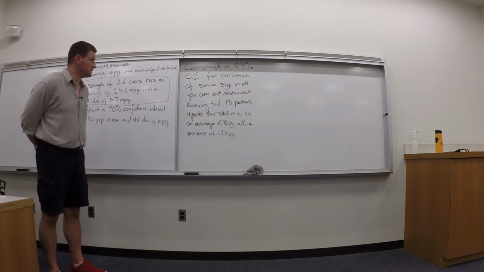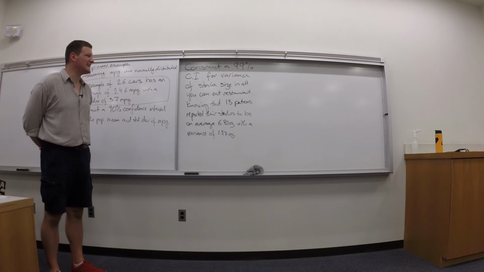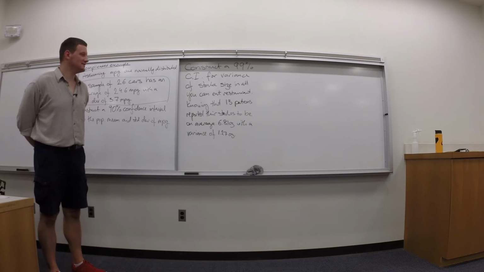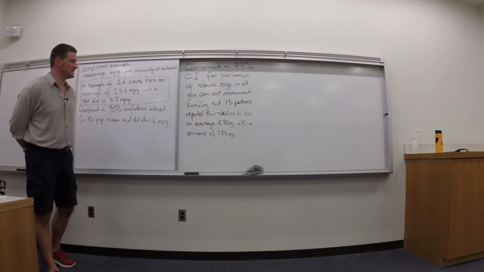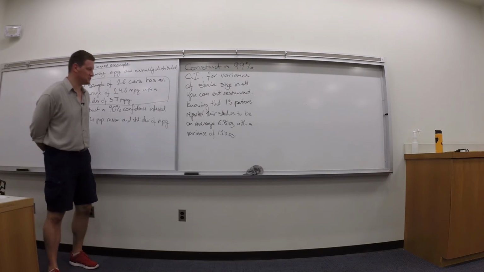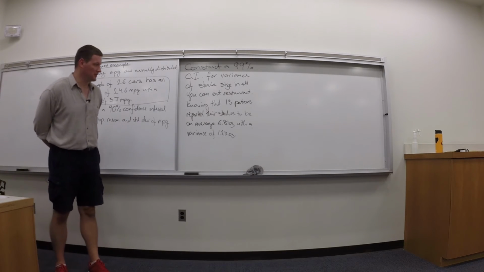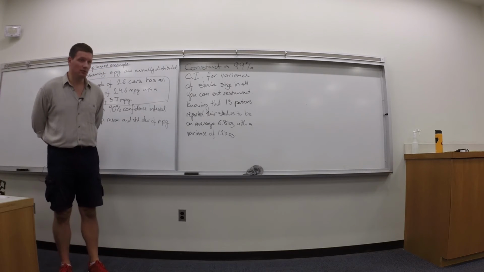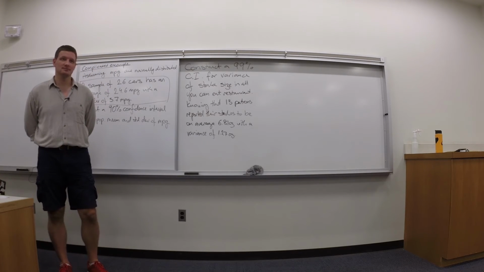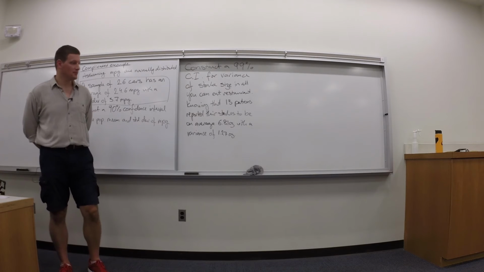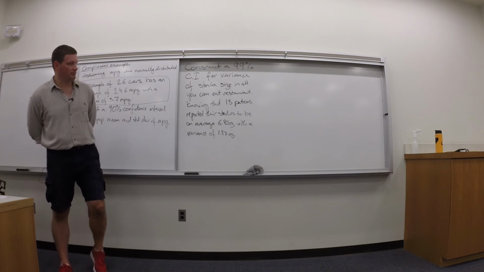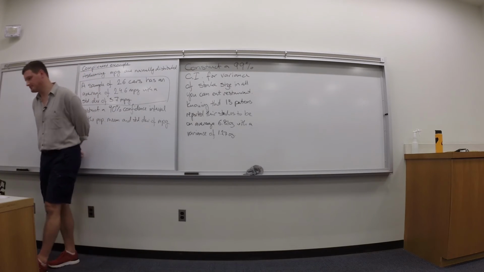Construct a 99% confidence interval for variance of steak size in an all-you-can-eat restaurant, knowing that 13 patrons reported their steaks to be on average 6.81 ounces, 6-ounce steaks or 7-ounce steaks, right? With a variance of 1.27 ounces.